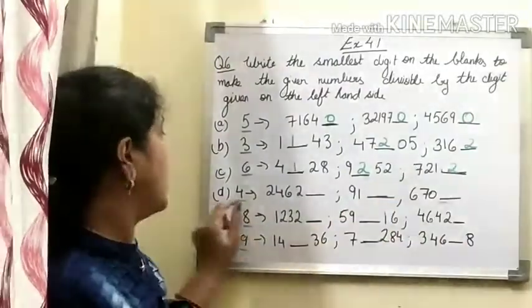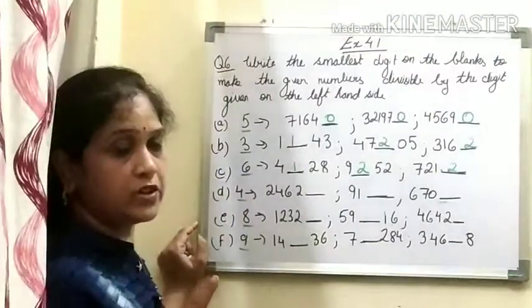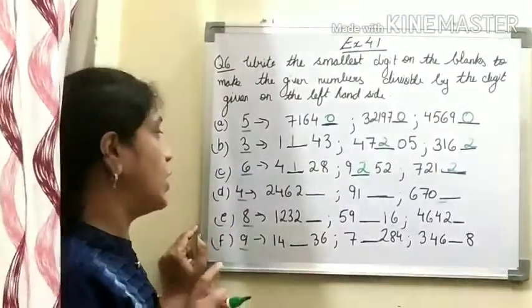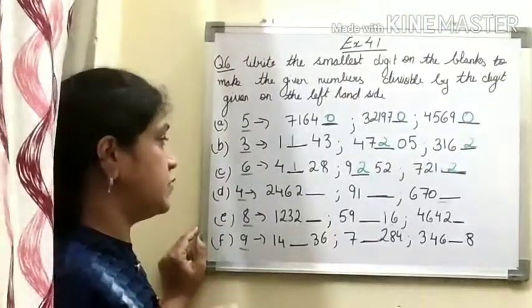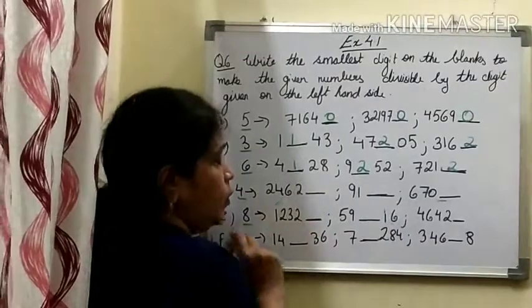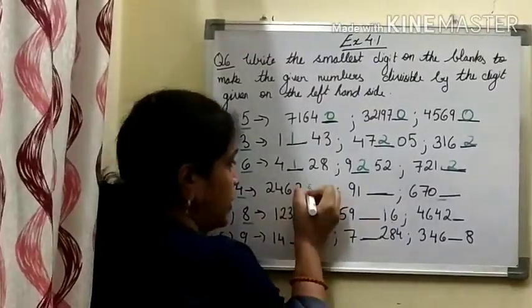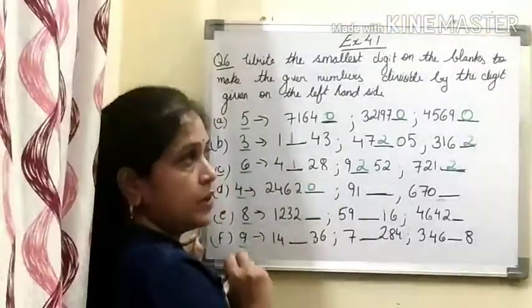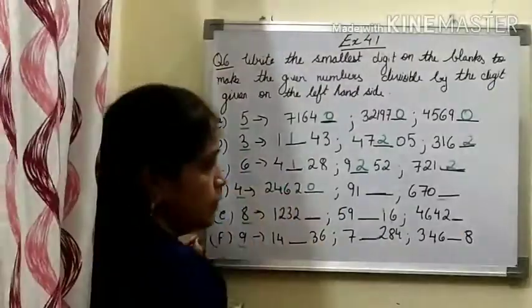Okay. Now for a number to be divisible by 4, what is the rule? The last 2 digits should be divisible by 4, or if the last 2 digits are 0 0, then also that number is divisible by 4. Now 2 4 6 2. What is the smallest number? So the last 2 digits become 2 and this. So if I put 0 here, this is the smallest number. So 20 is divisible by 4, and that number becomes divisible by 4.